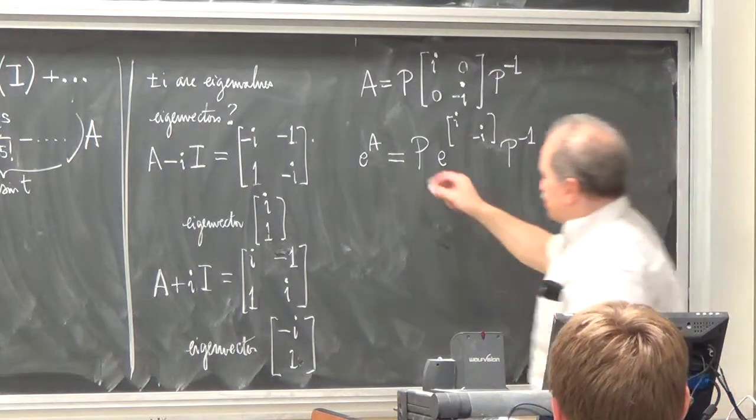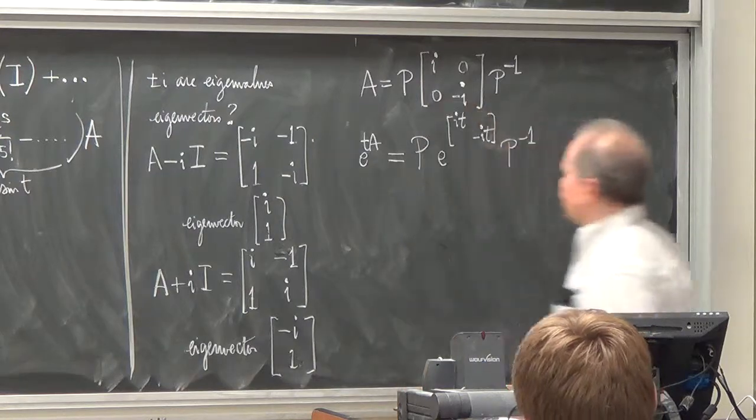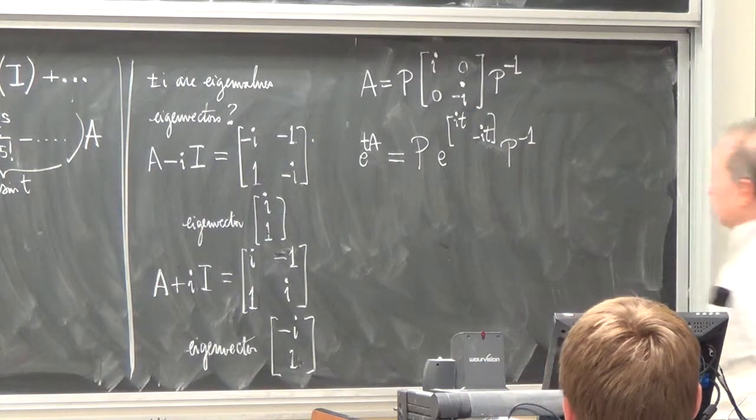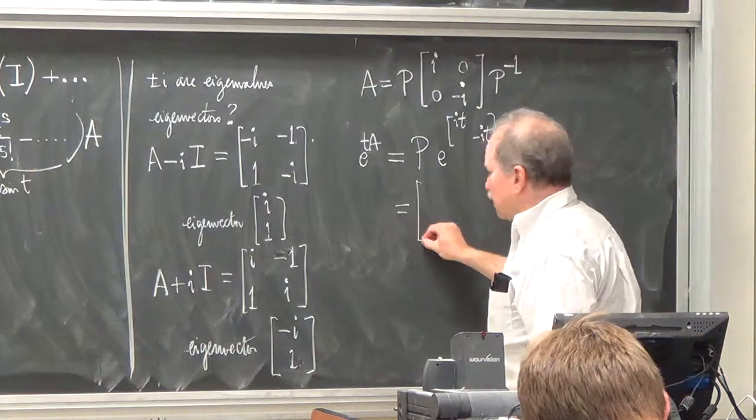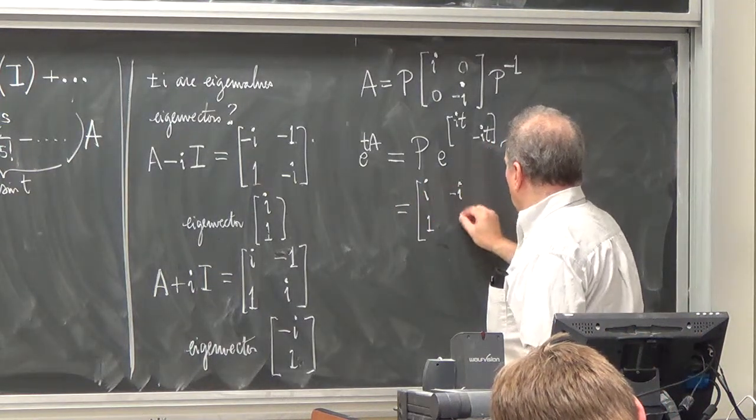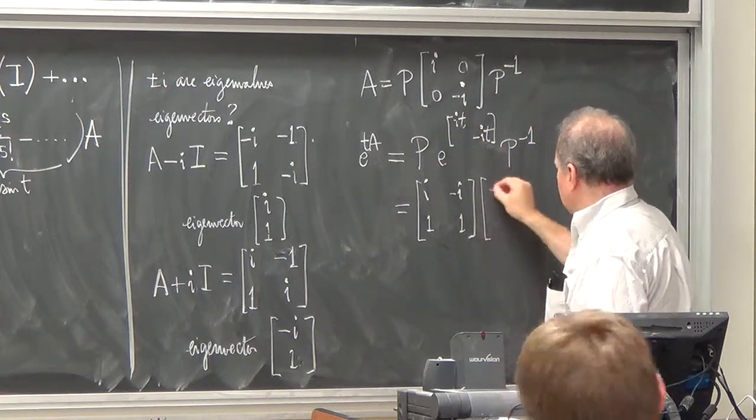So let's put the t's in there. Why not? Now what's this going to be? P, with the eigenvectors I, 1 and negative I, 1. What's e to the it? I don't know. It's e to the it.